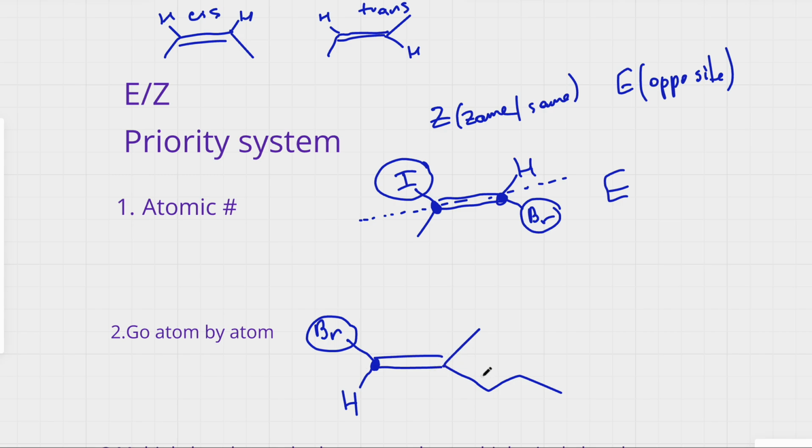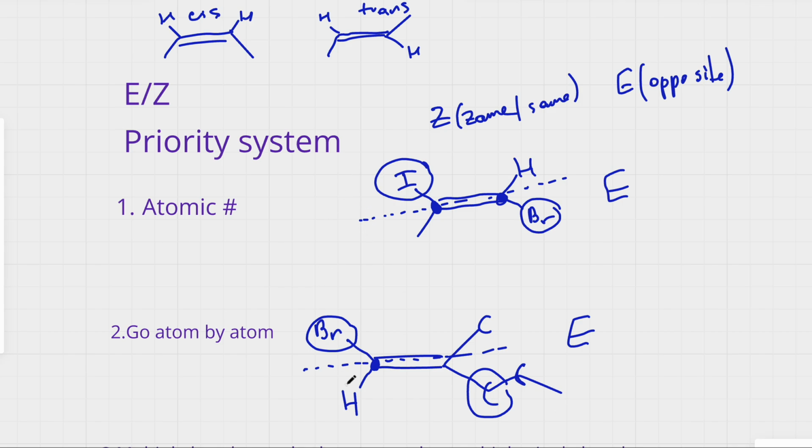On the right, what is this carbon attached to? Carbon, carbon. So far, I see no difference, so I have to keep on going. Carbon here is attached to another carbon. Here it's just attached to hydrogens. It's not attached to another carbon, so this wins. Again, are these two groups on the same side or on opposite sides? And again, these are on opposite sides, so this would be E.